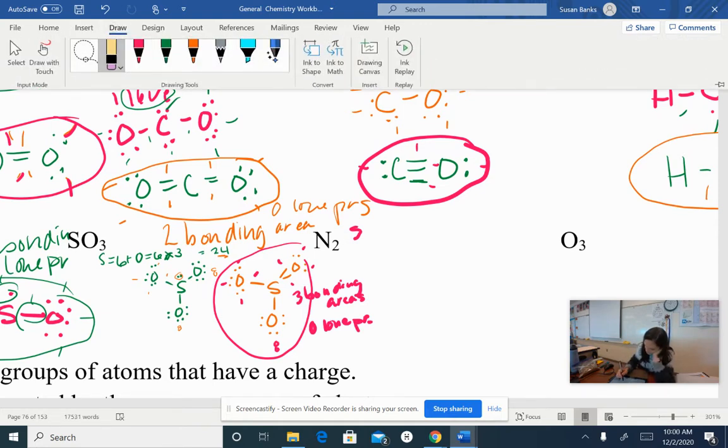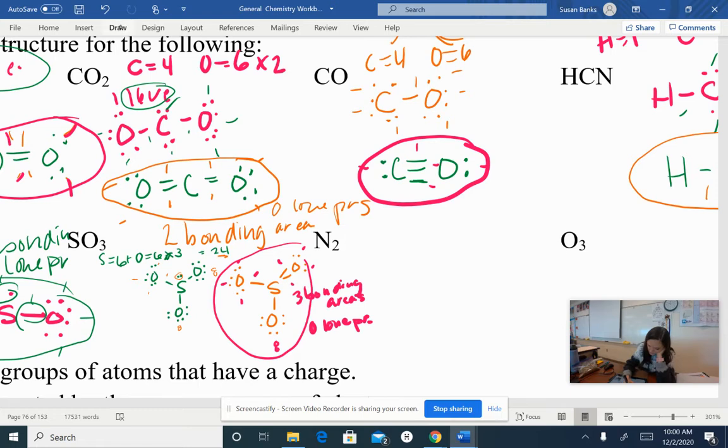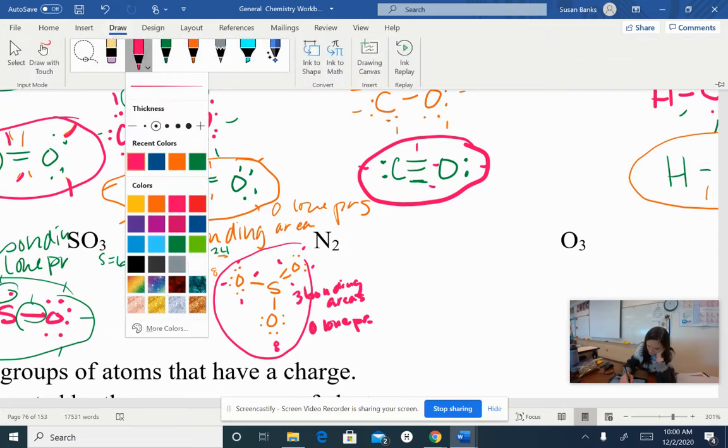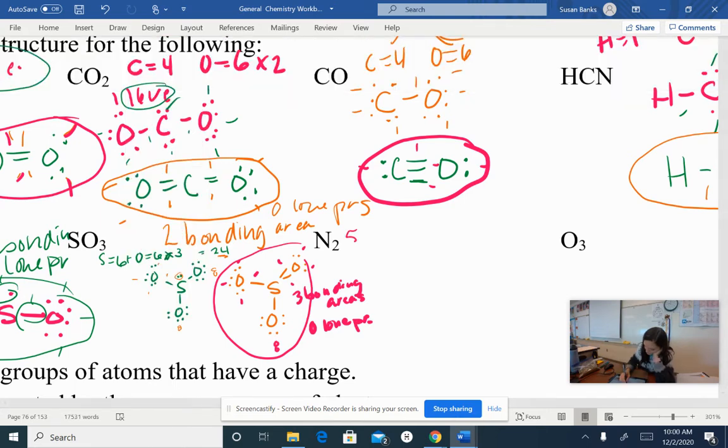Let's do this, and let's make this even thinner. So I've got 5 valence electrons with that nitrogen. I've got 2 of them, so I'm going to multiply it by 2. So 5 times 2 will give me 10 total. That's what I'm shooting for.